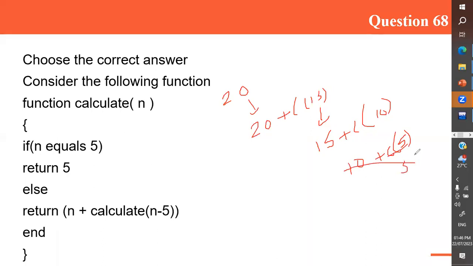10 plus 5 is 15. We'll return 15 here. 15 plus 15 is 30. We'll return 30 here. 30 plus 20 is what? 50. Perfect. What you have said is absolutely correct.